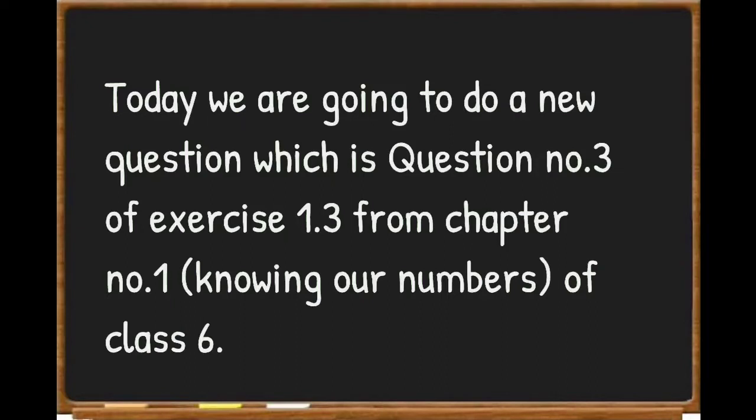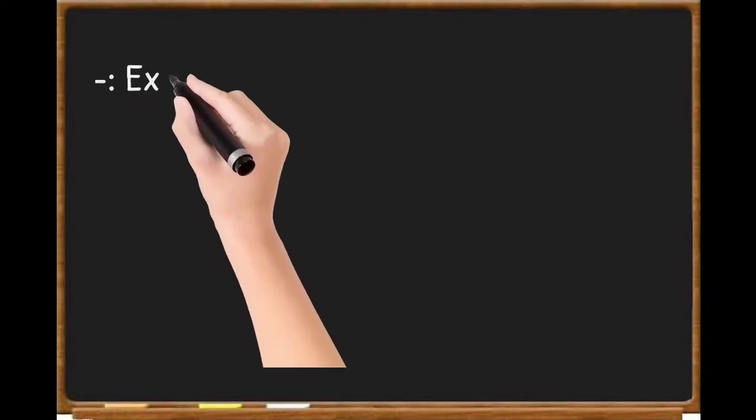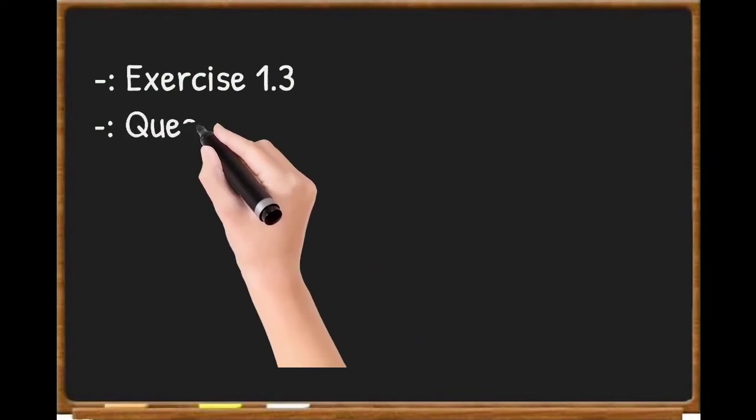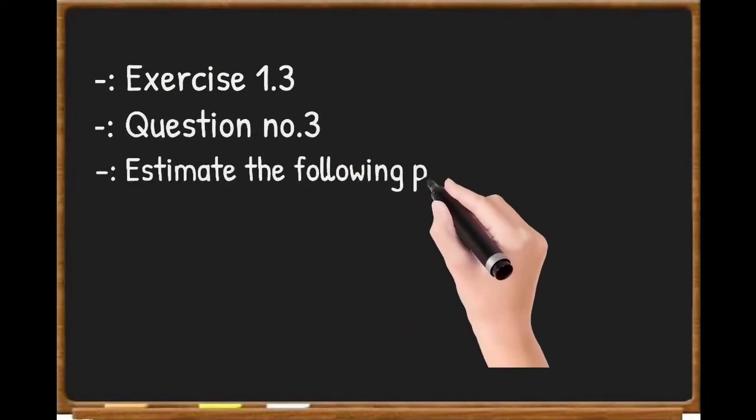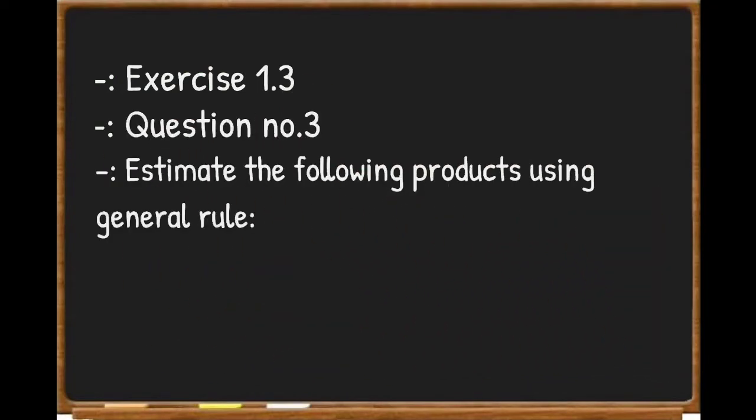So be in the video till the end to understand this question in an easy way. So our question is from exercise 1.3, question number 3. Estimate the following products using general rule. In this question they have told us that we have to do the multiplication. Product is always meant by multiplication.